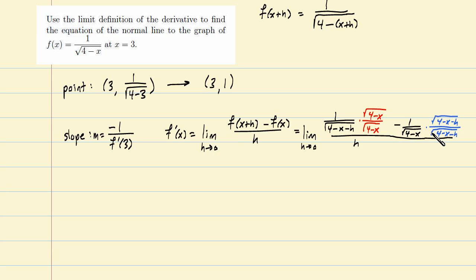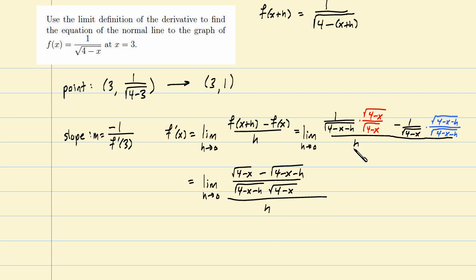Now, notice these two fractions, when we multiply them together, have a common denominator. So we can jam these two things into a single fraction. So now we have the limit as h goes to 0 of the square root of 4 minus x right here, minus the square root of this mess, all of that over this common denominator, and all of that sitting over h.